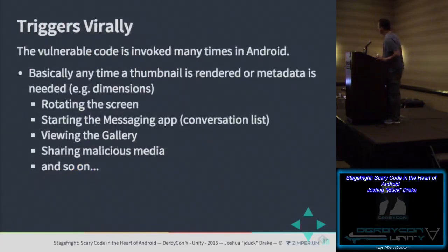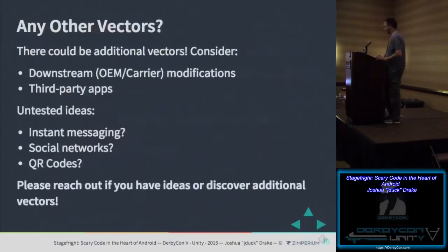So I already covered that. It triggers virally. If you touch the video, it again triggers a vuln. If you open the gallery, oh yep, there we go again. So it's really viral, and that alone is freaky to me. Very scary. So are there any other vectors? I didn't even fully explore all the vectors. I'm like, MMS, that's good enough. I don't need to worry about any of these other vectors.